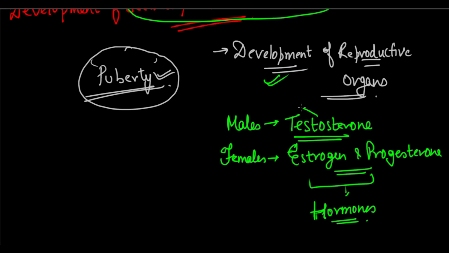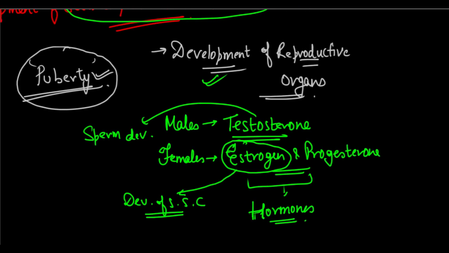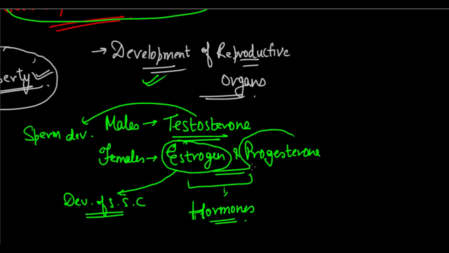Testosterone in males helps in sperm development as well as secondary sexual characteristic development. In females, two hormones have two different functions. Estrogen helps in development of secondary sexual characters, whereas progesterone is mainly for the reproductive organs.